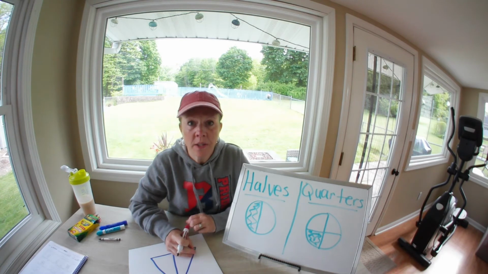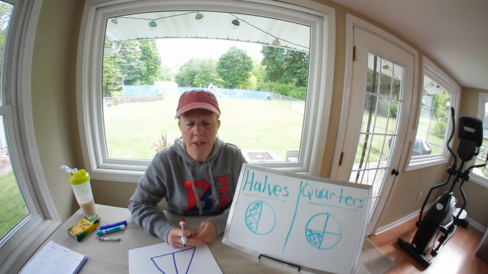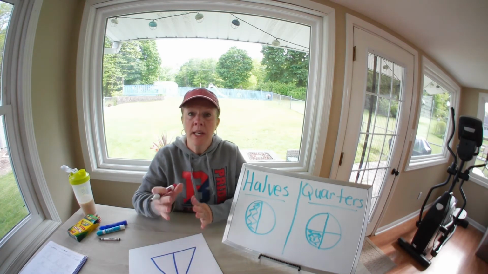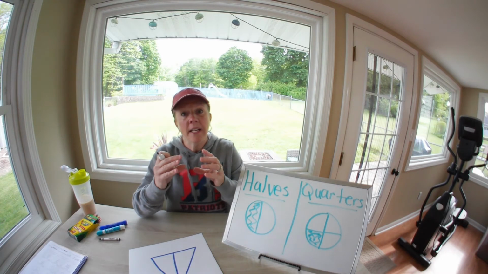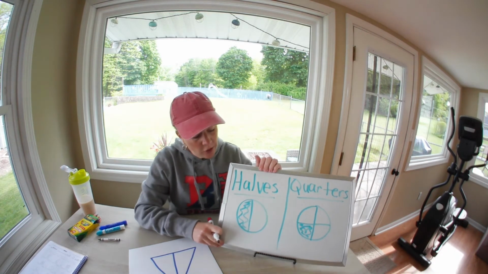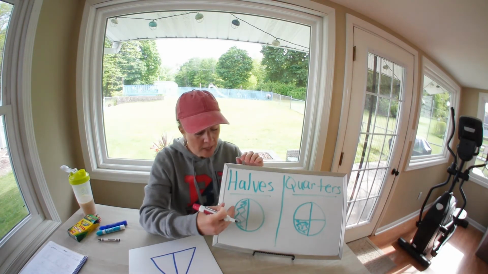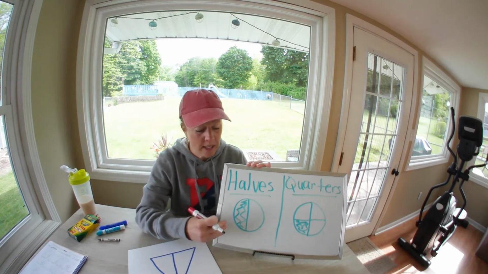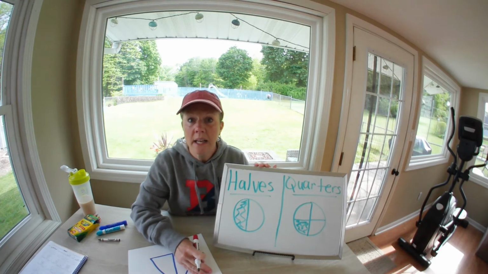Today what we're going to do is look at equal parts. And we're going to be dividing shapes into halves and quarters. And halves are when we take a shape and we divide it into 2 equal parts. And I want you to take a look here. I drew this circle and I divided it straight down and I put a little shading here so you can see each side is exactly the same.